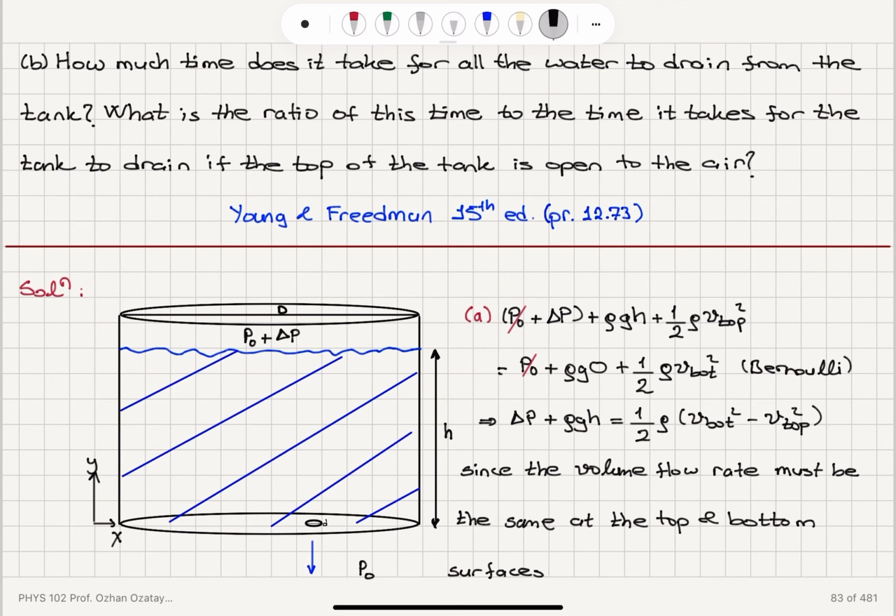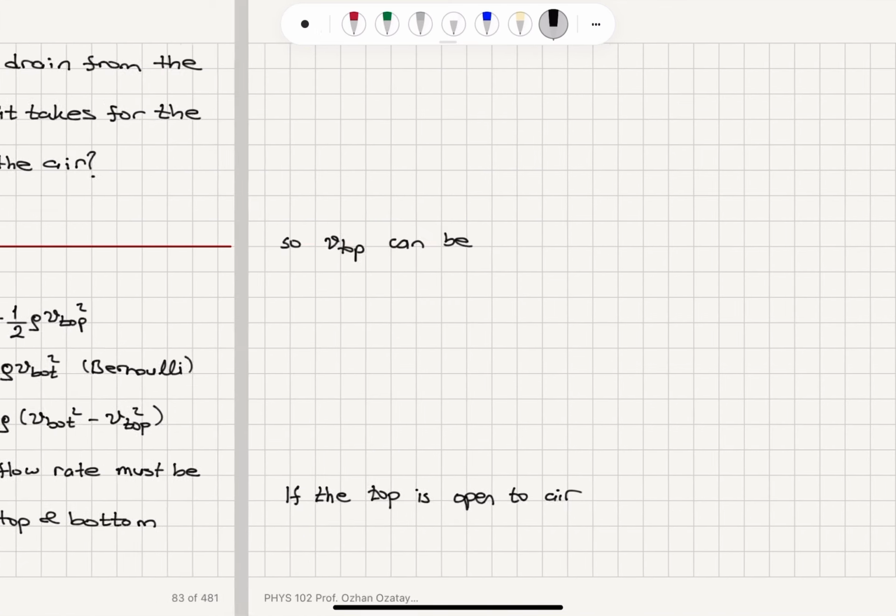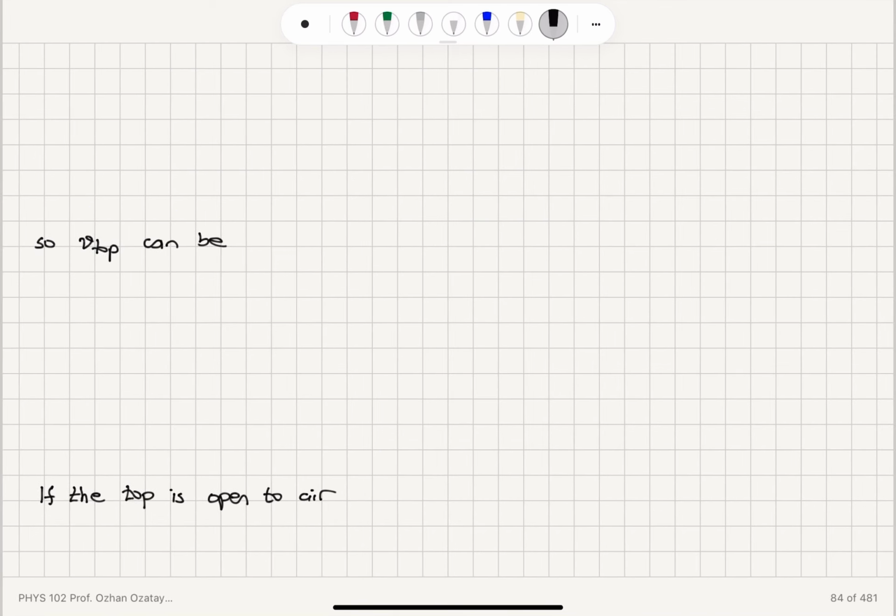Now, since the volume flow rate must be the same at the top and the bottom surfaces, we have a requirement that v top times the area of the top surface. So this is area times dx, which is basically the flow rate, dV/dt. This should be equal to the flow rate at the bottom, v bottom, the volume flow rate, times A bottom, where v bottom is the efflux speed.